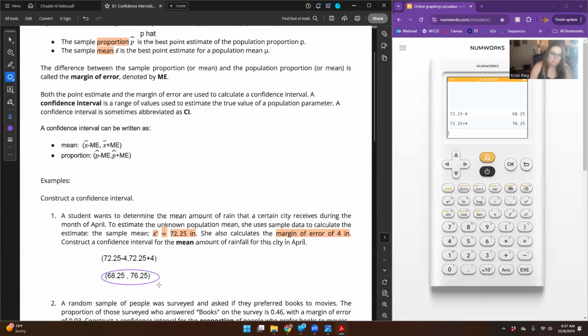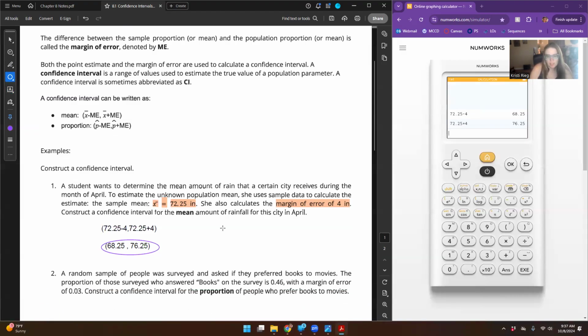Aha, that's the final answer. Okay, so this is our confidence interval. And I highlighted mean just to show you that we were talking about mean. But you'll notice the formula is exactly the same. So it doesn't matter if we're using mean or proportion.